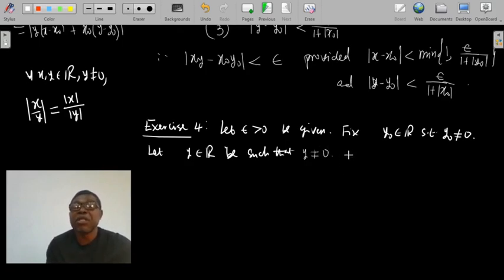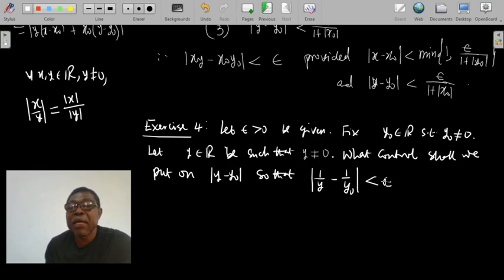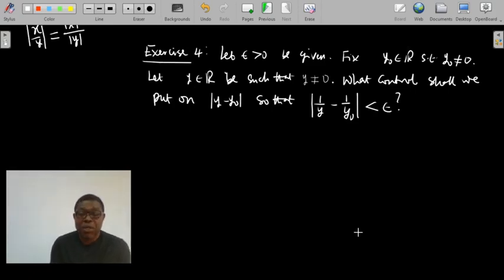Now the question is, what condition on y will make absolute value of 1 over y minus 1 over y naught less than epsilon? So this is another question we should answer in a moment, and we go straight to give an answer to that. We again estimate as follows.